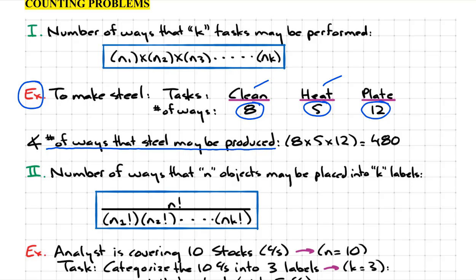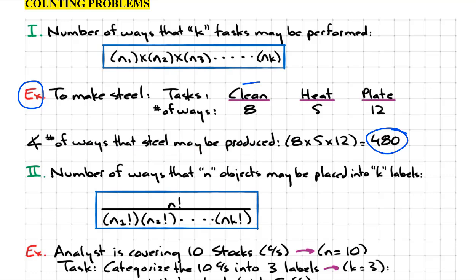So remember, you got these 3 stages, and each stage has multiple ways of being performed. So how many ways, if you look at all possibilities, how many ways is it possible to have the final product, having gone through these 3 stages? You would just multiply the number of ways that each task is performed. So task 1, 8 times, task 2, 5 times, and task 3, 12 times. So when you multiply all that together, you get 480 different ways that the final product may be manufactured.